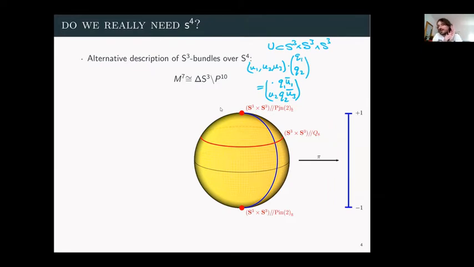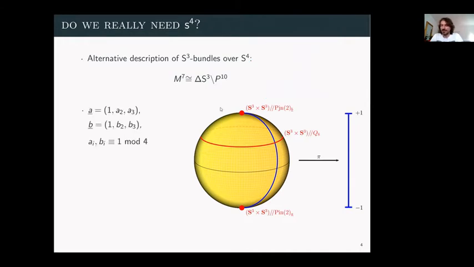This is a nice way of thinking about these manifolds as well, because it tells us that we still have this nice decomposition of our manifold as a union of two disk bundles. And for topological reasons, this is very useful. And we make strong use of it in our work.